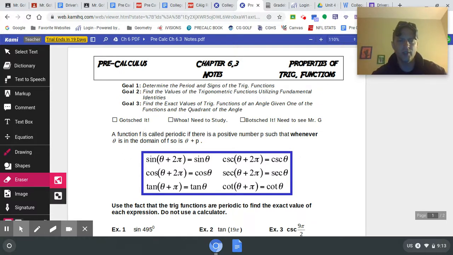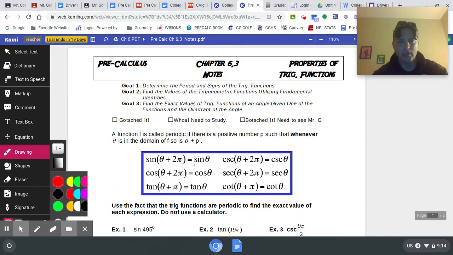So the first thing I want to do is look at what period means. A function is called periodic if there's a positive number p such that whenever theta is in the domain of f, so is theta plus p. Just remind yourself that we're dealing with a unit circle. We're going around 360 degrees. And what you should know is that when we're talking about sine, cosine, and their buddies, I'm going to circle this in red here, sine, cosine, secant, and cosecant, they start repeating after 360 degrees.